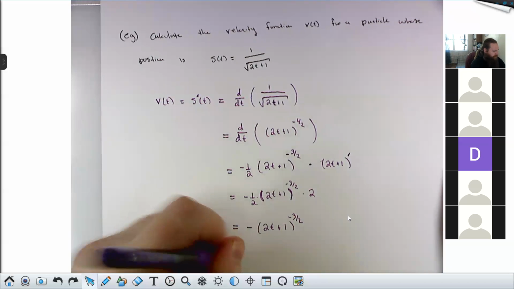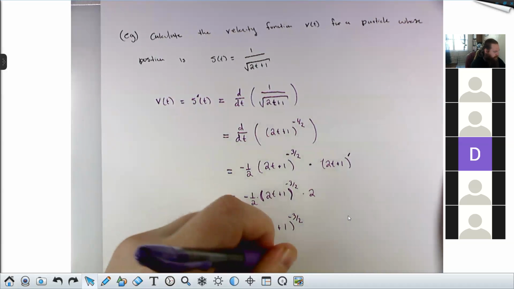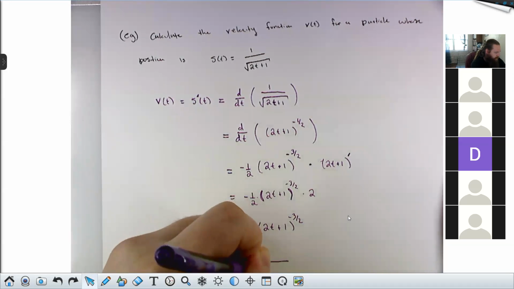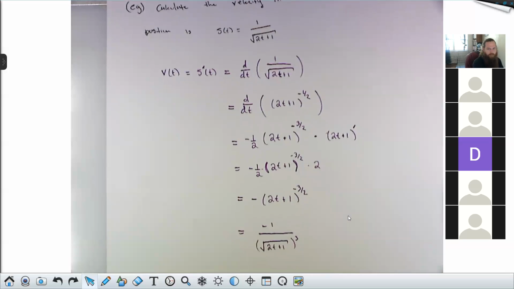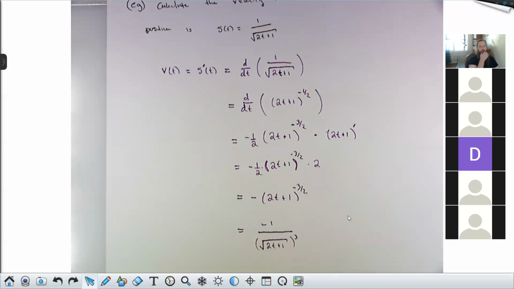But if you wanted to go further, you can call this -1 over the square root of 2t plus 1, all cubed. Either of these would also be acceptable. And I didn't have to touch a quotient rule, which is really nice.